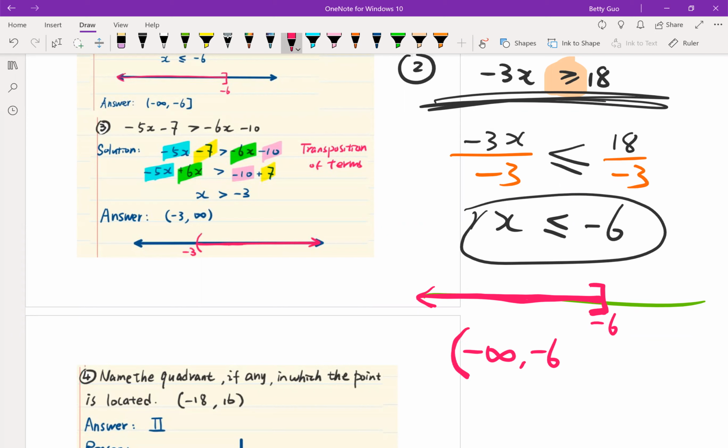Always use parentheses to frame infinity. At the right endpoint -6, we use a bracket because -6 is included. So that's how we handle number 2. Solve the inequality. Very important: when do we need to reverse the direction of the inequality symbol? Also, how do we rewrite the result in interval notation? Questions about number 2? If not, let's see number 3.